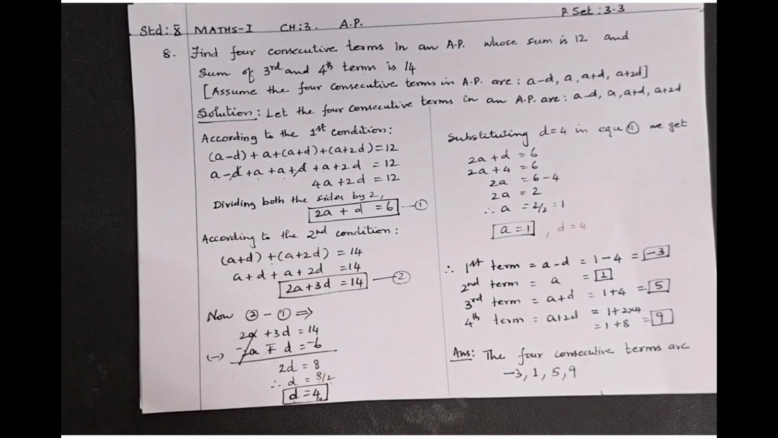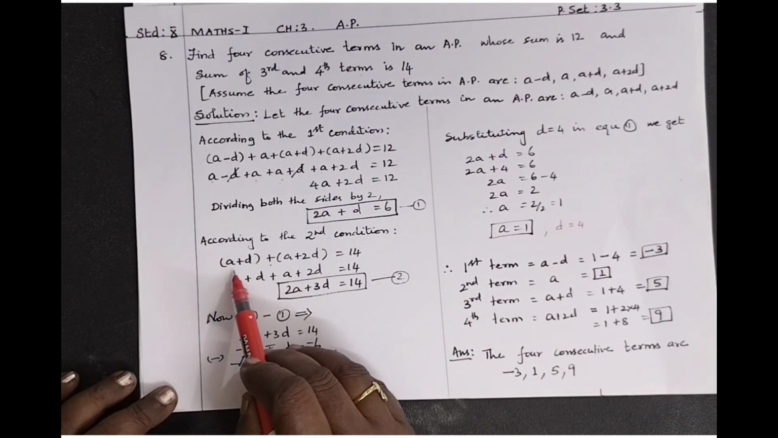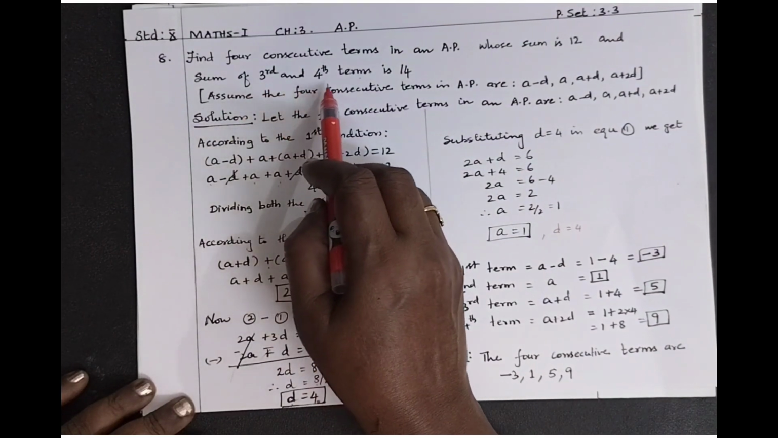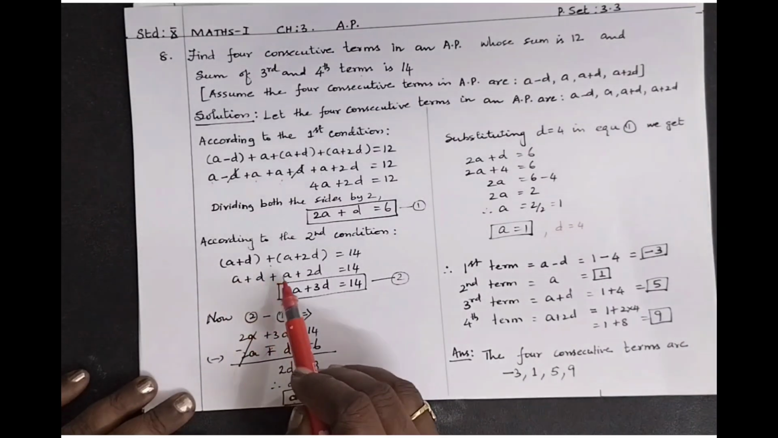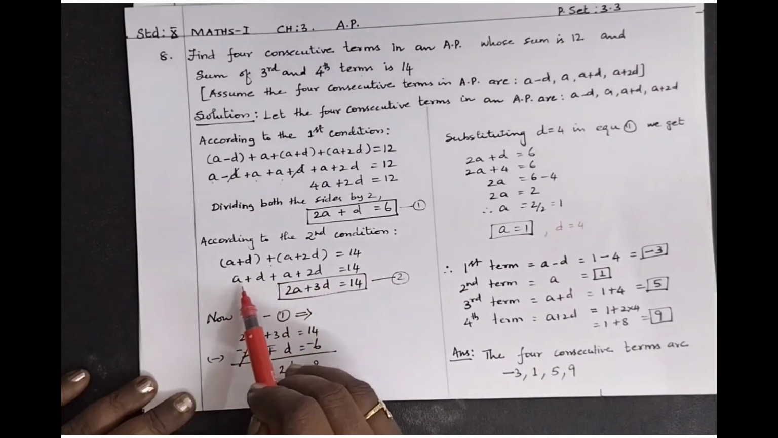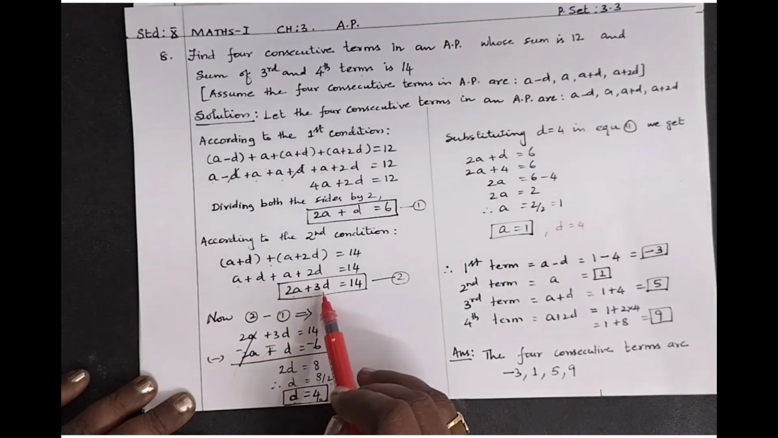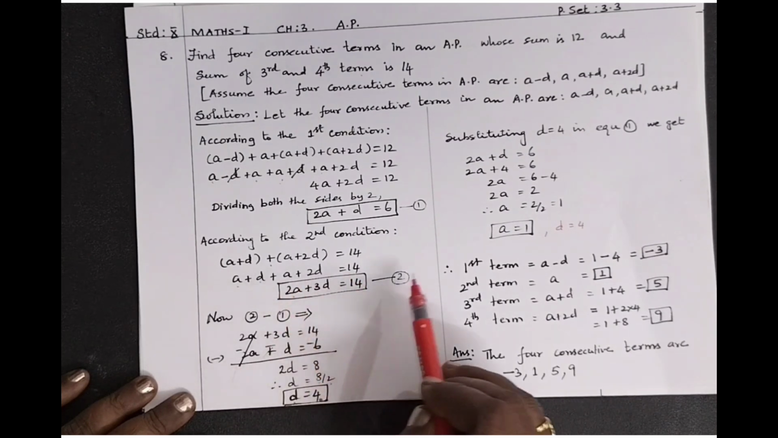Let us take this as equation 1. Now according to the second condition, the sum of third and fourth terms is 14. So a plus d plus a plus 2d is equal to 14. So a plus a is 2a, d plus 2d is 3d, which is equal to 14. So this is equation 2.